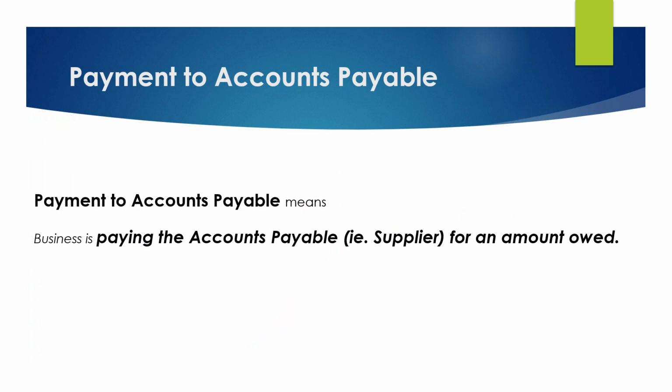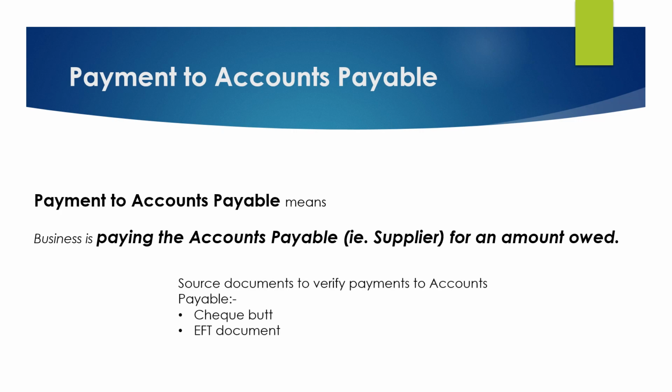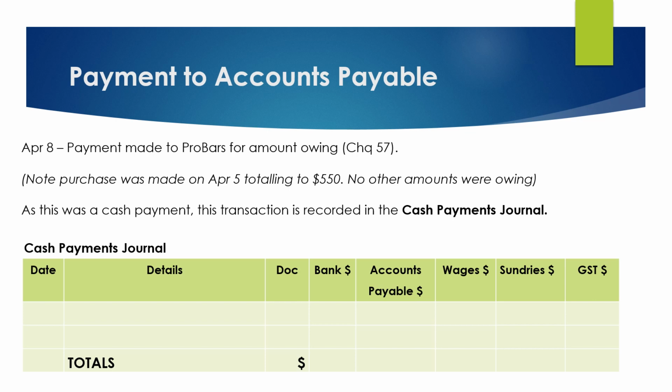Payment to accounts payable means that the business is paying the accounts payable, that is our supplier, for an amount owed. Here are some of the source documents that may be used to verify payments to accounts payable. The first one is a cheque butt, and the other one is an EFT document to verify internet banking payments. Let's have a look at an example here.